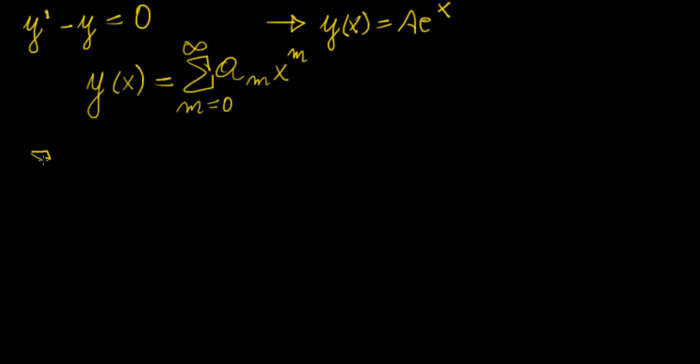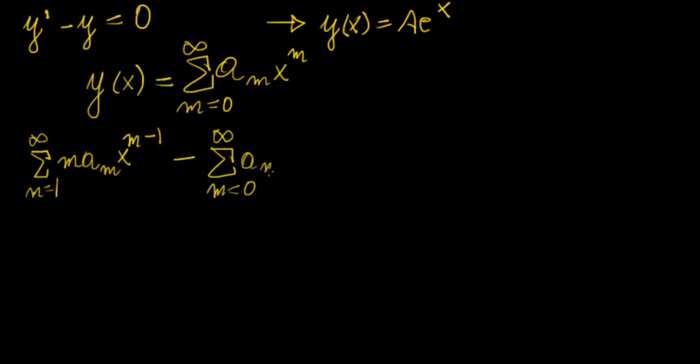We know that the first derivative from the first video is going to be the sum from m equals 1 to infinity of m times a_m times x to the power of m minus 1, minus, so this is going to be another sum, the sum from m equals 0 to infinity of a_m x to the power of m, and that's all going to be equal to 0. So we have our series form here.